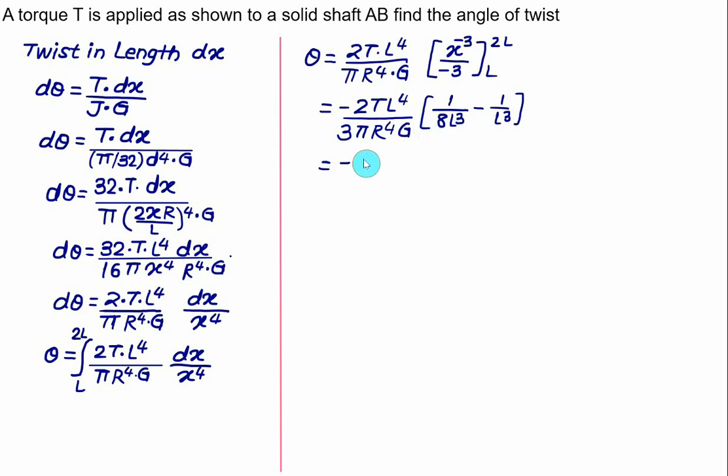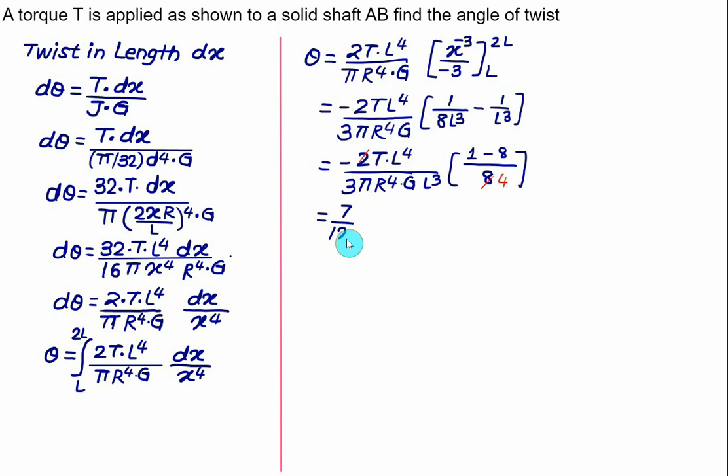So we have minus 2 times T L to the power 4 divided by 3 pi into r to the power 4 into G, and L cube we can take common. What is left is 1 by 8. So we'll take 8 common out here. So we have 1 minus 8, that is minus 7 by 8. So this 2 and 8 will become 4 here. So this 2 will cancel out, and here we have 4. 4 into 3 is 12, and in the numerator we have minus 7. So the numerator will be 7, and in the denominator we have 3 into 4 is 12.